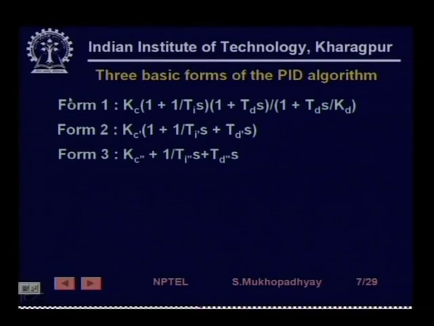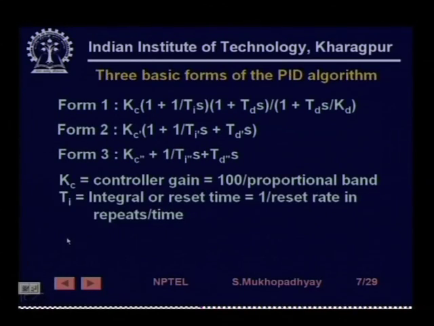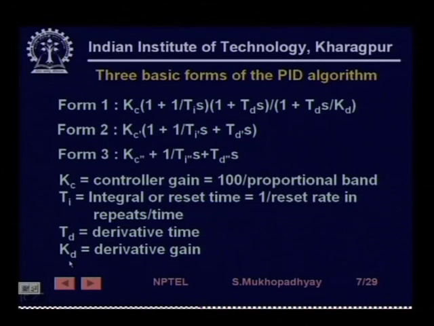typically if you ask an electrical engineer, he would like to see it in this form. Okay. While chemical process engineers will probably use this form and these two forms. So, as we know, in this Kc, Kc dash, Kc double dash all stand for controller gain, Ti is integral or reset time or 1 by reset rate, and Td is derivative time, and Kd is derivative gain, right. So, sometimes here we have a Kd. So, this Kd is used for a certain purpose, we will discuss it right now.